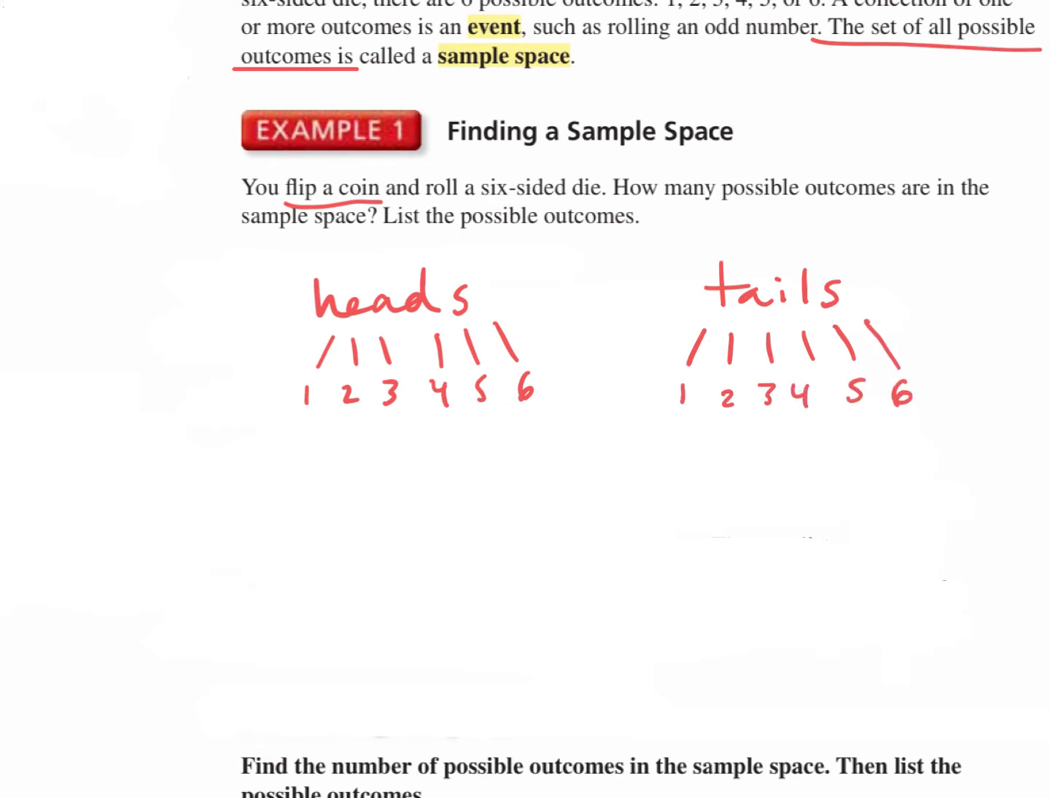Oh, like heads and tails, and then 6 times for tails, 6 times heads. Right, because one time we could flip a heads and get a 6. That's one possible outcome, heads and a 6. Another time we could say we flipped a coin and got tails and a 2. So that's another possible outcome. So these are all of our possible outcomes. How many possible outcomes total do we have? 12 possible outcomes.